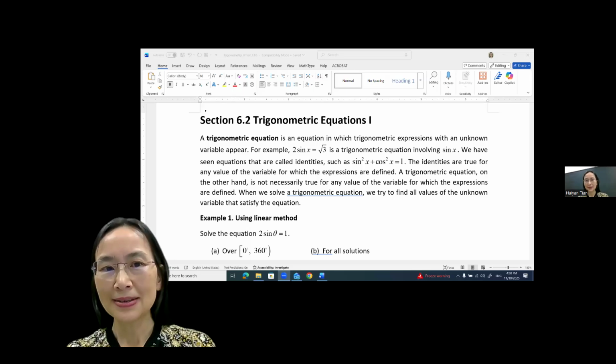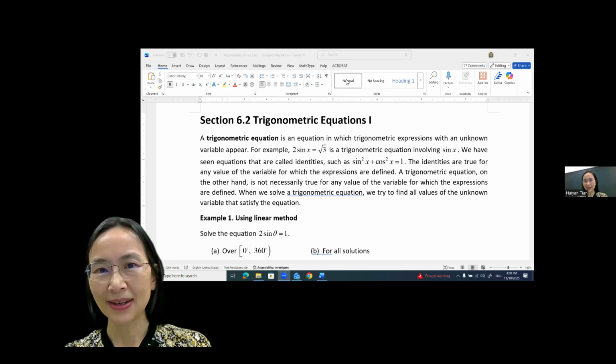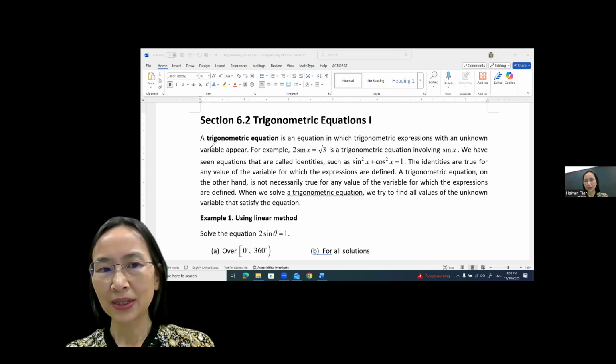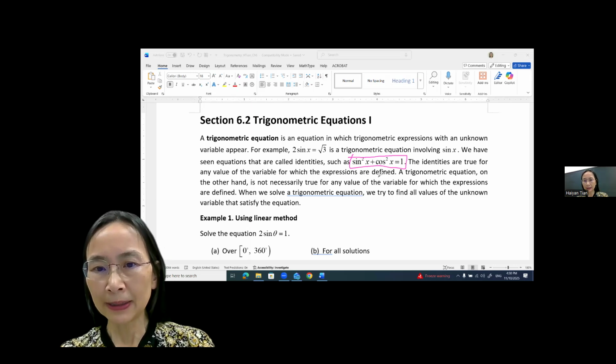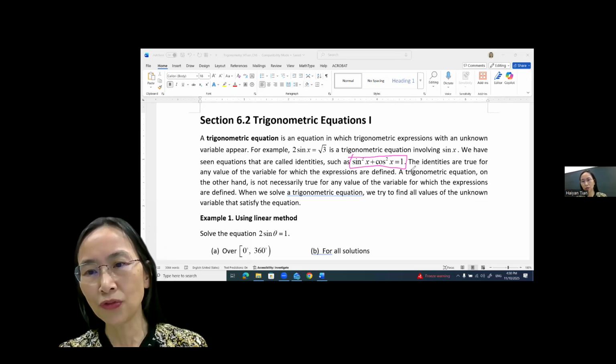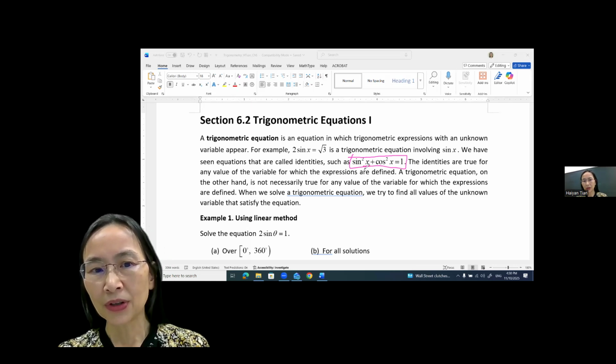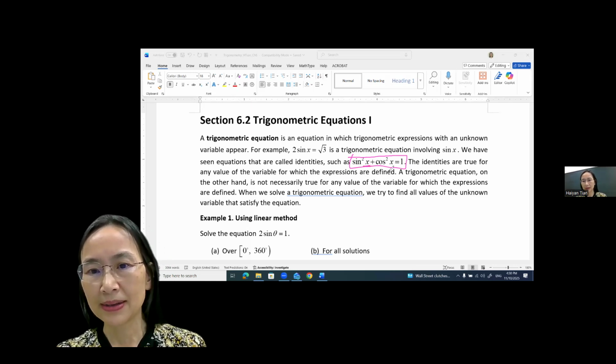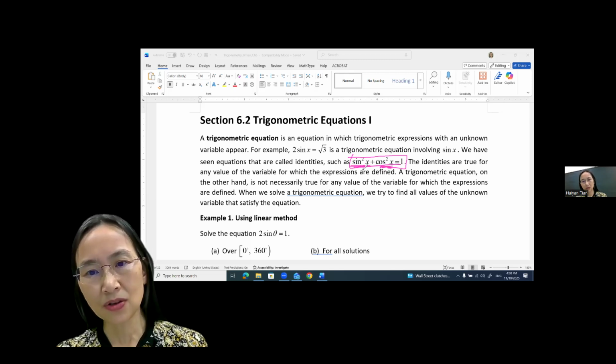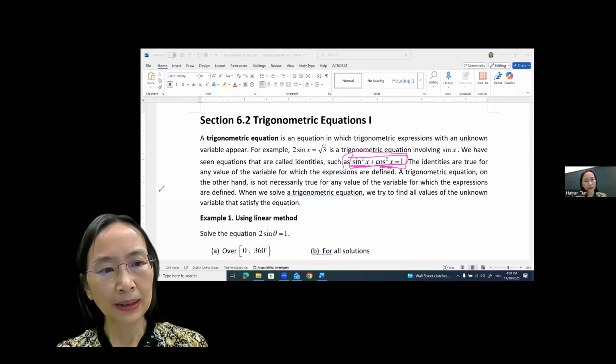Now let's solve some trigonometric equations. What are trigonometric equations? This one shows an equation we call an identity, because it is true for any value of the variable x for which the expressions are defined. As long as sine x and cosine x are defined for such an x, it is always true, right? So this is an identity.